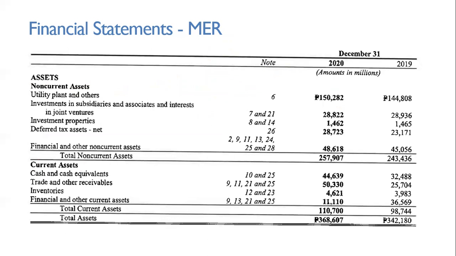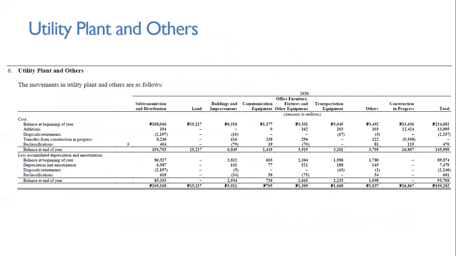Okay, so if we go to utility, plant, and others, which is note 6, ito yung makikita mo doon. So it shows you the kind of assets where Meralco invests in. So 109 of its 150 billion investment is in sub-transmission and distribution, which is its main business.